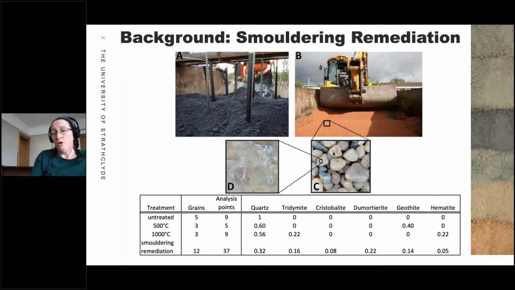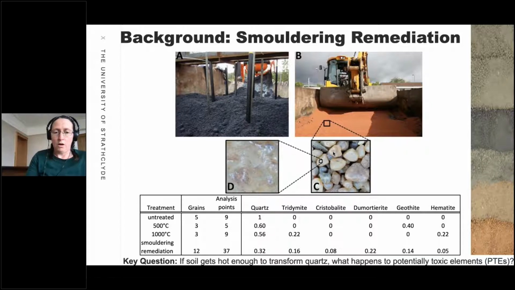And with those temperatures, if we know we're changing the grain, then if there are other contaminants present, for something like coal tar or heavy oils, there's often a load of potentially toxic elements there already with the organic liquid, or they might be present from other activities in the soil. If that soil is hot enough that we're transforming quartz, what could happen to these other elements as we're changing the minerals, as we're changing the subsurface conditions, as we're heating? There's a lot going on to understand. So that was my starting point for this work.